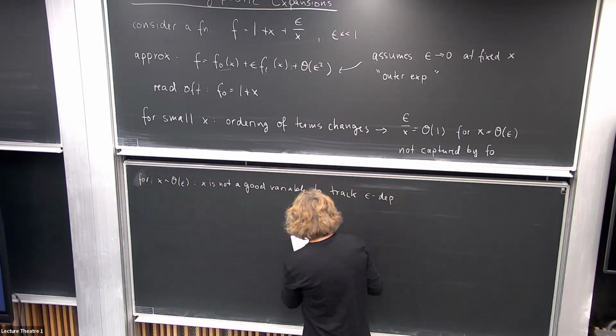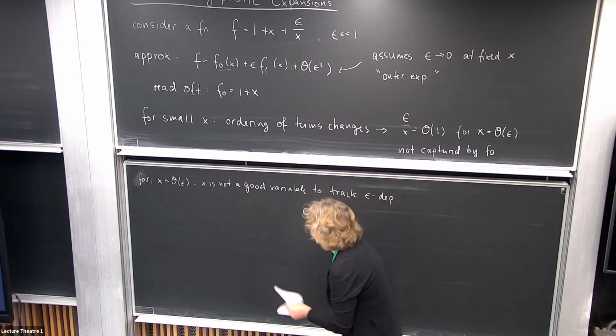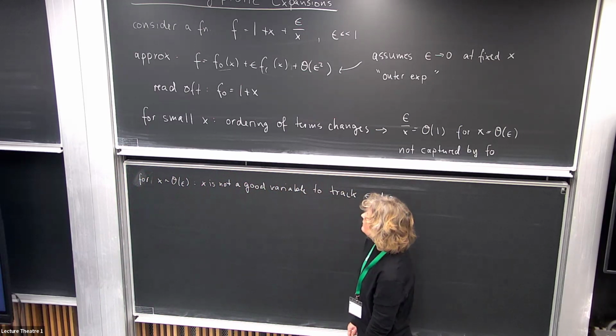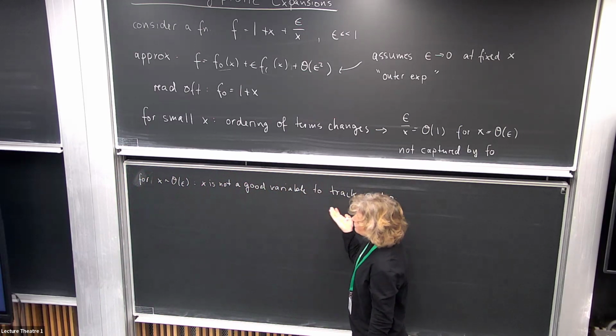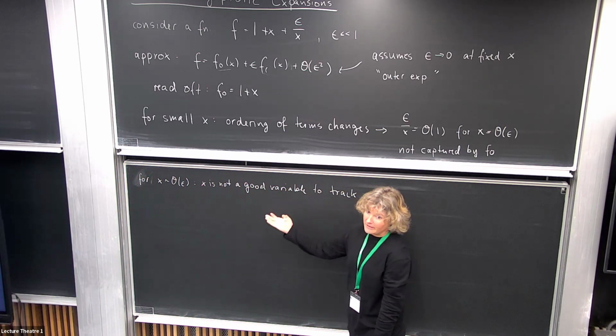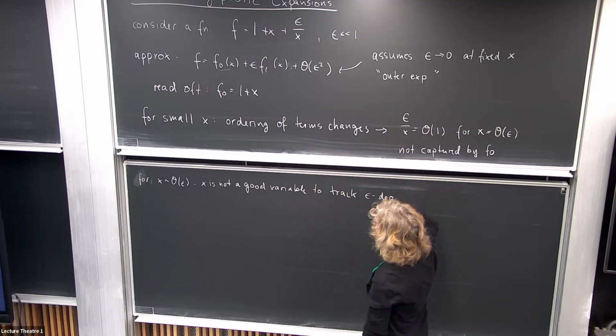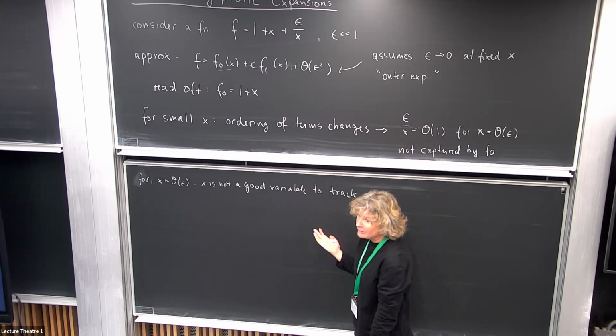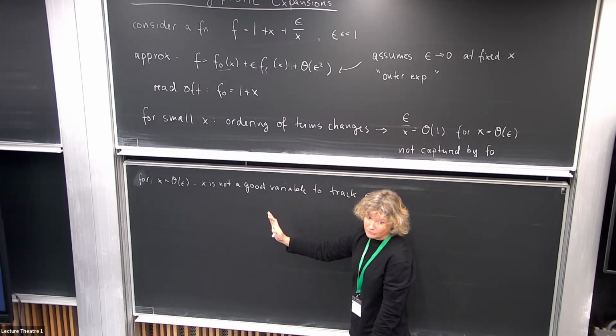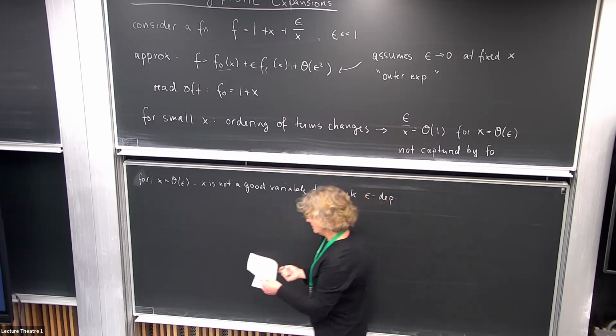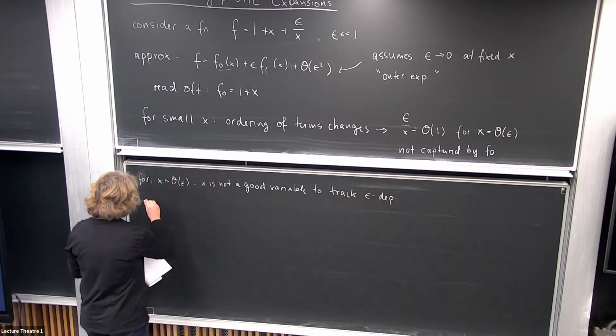with epsilon. And so what do we do? Well, we want a variable that is of order 1 when x is of order epsilon, so that we can again take a limit epsilon goes to 0, a fixed new variable that works well for this region of small x. So we introduce a scaled coordinate.